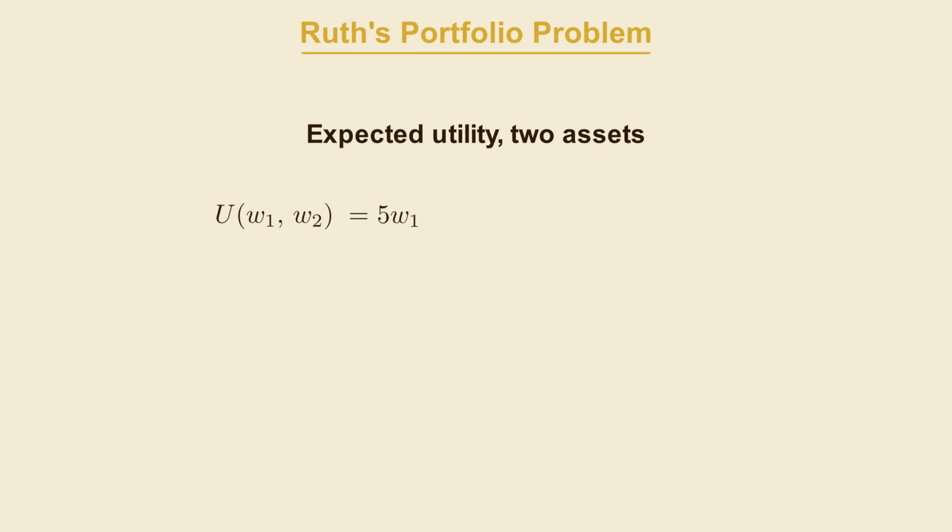So what does this look like when it's applied? Ruth's framework says that expected utility from a two-asset portfolio is a function that looks like this. Expected utility as a function of the two weights, W1 and W2, is 5 times W1 plus 6 times W2 minus W1 squared minus 2 times W2 squared minus W1 times W2.